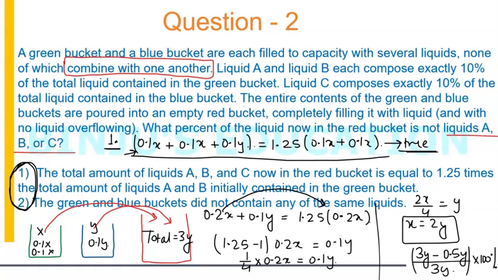Okay, so statement 1 alone sometimes confuses the students. They simply assume that there is no liquid C in the green bucket, and they also assume that there is no liquid A and liquid B in the blue bucket, which is incorrect, an assumption that's not given to us in the question. So here the answer is simply option number C. That is, when you combine both of them, then you'll get your answer.